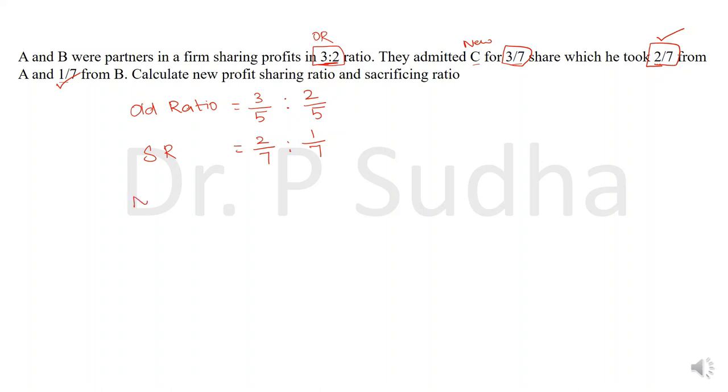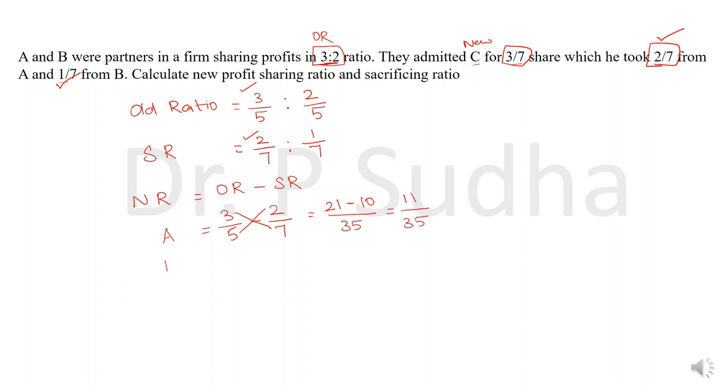Now, let us calculate the new ratio. I have told you the formula for new ratio. Old ratio minus sacrificing ratio. So, we will calculate for A first. Old ratio of A is 3 by 5. See, we have calculated here, and the sacrificing ratio is 2 by 7. So, for taking common denominator, we are going to cross multiply. 7 threes are 21 minus 5 into 2 will give you 10. 7 fives are 35. 21 minus 10 will give you 11 divided by 35.